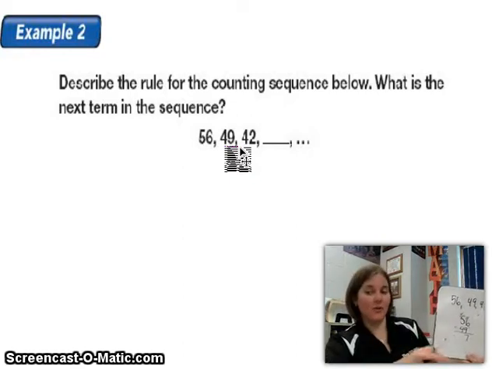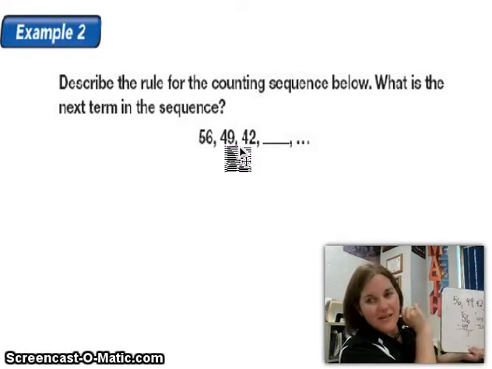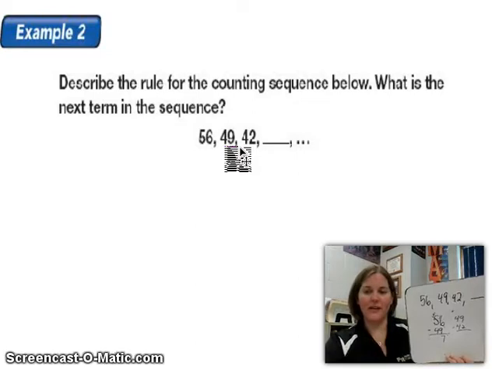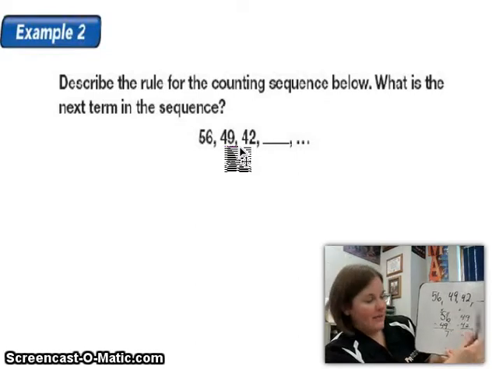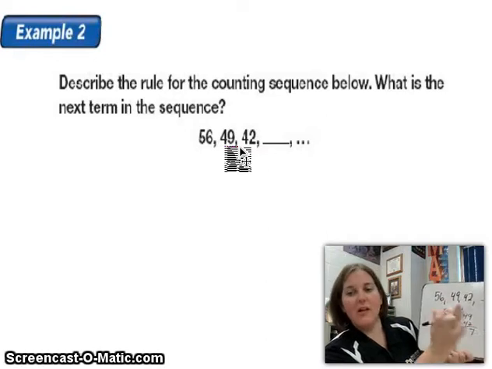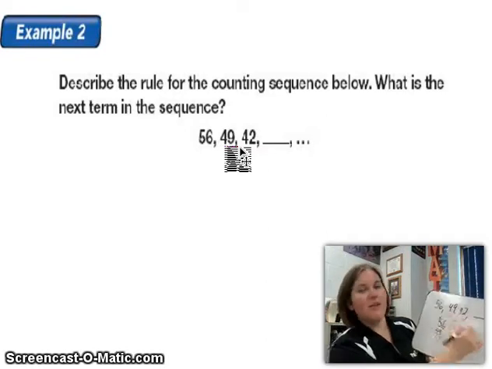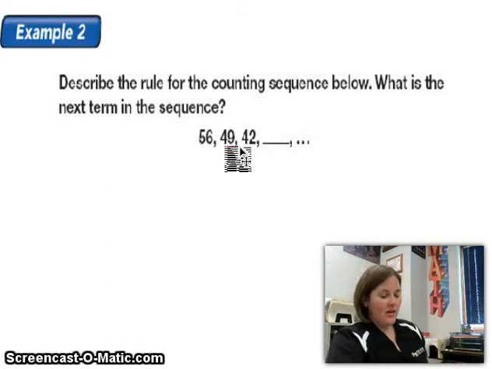I need to make sure the rule works. So I need to check the next two terms. And I would say, okay, 49 minus 42, it better be 7. But if it's not, then I know I didn't really find the right rule. But if we look at 9 minus 2, that is 7, and 4 minus 4 is 0. So it's 7 both times. The rule works. So they ask us to describe the rule, and usually when we describe, we use words. So we would say, counting down by 7.